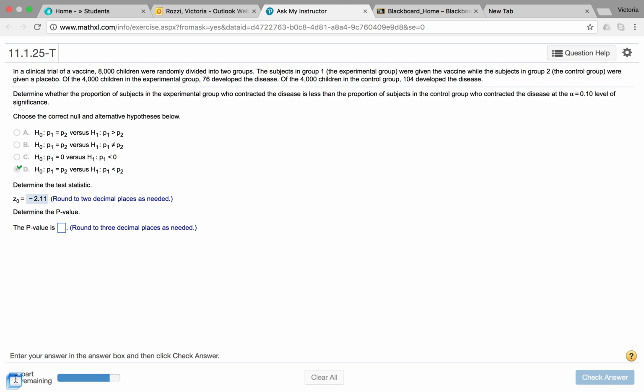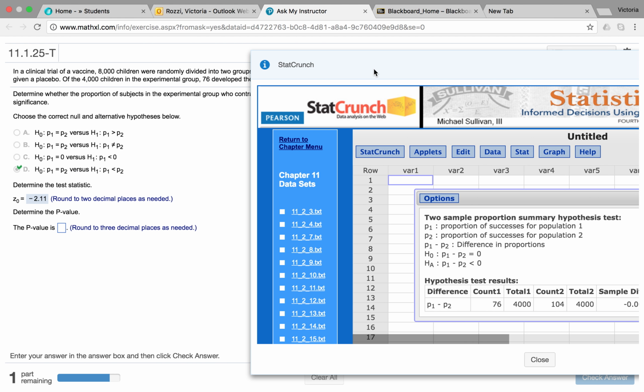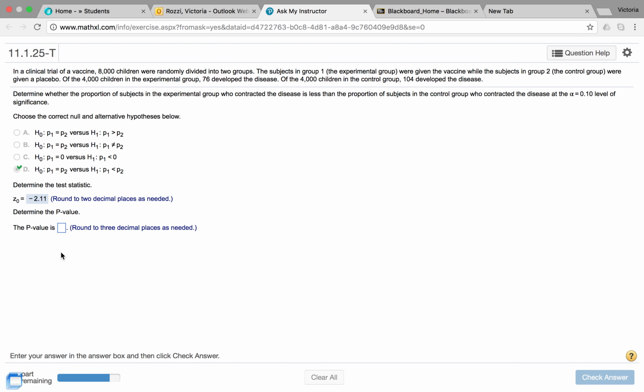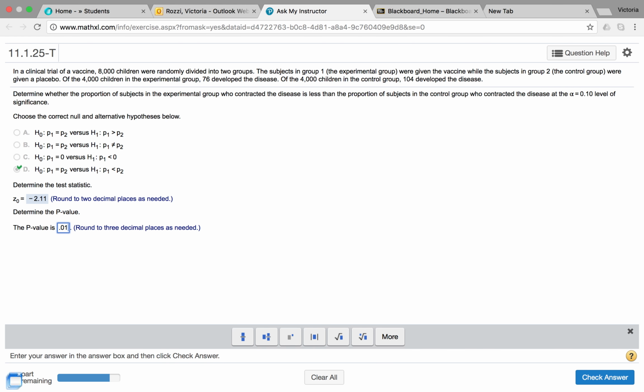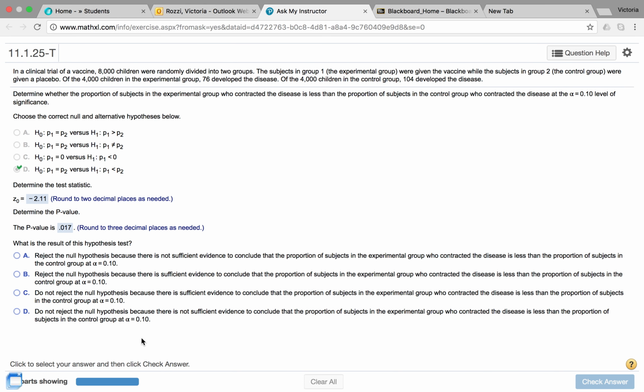And our p-value, we also could get from StatCrunch. And they want us to round to how many decimal places? 3. So we're going to go 0.017 because the number next to it is a 4. So here it would be 0.017. And there we go. And then they ask you the result of the hypothesis test. Remember, in general, if the p is low, and we know alpha, we reject H0. So if the p is lower than alpha, you reject H0. If the p is larger than alpha, we fail to reject H0.